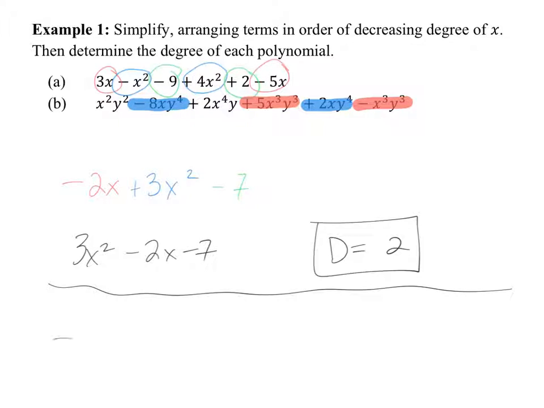Combining the blue terms, I'm going to get negative 6xy to the fourth. Please remember that the variable portion of a term never changes when adding or subtracting like terms. It's the coefficient that you add or subtract together. You never touch the variable portion. In red, I've got 5x cubed y cubed minus x cubed y cubed. So it's really 5 minus 1, which is 4, x cubed y cubed. And then the things without, I just carry down.